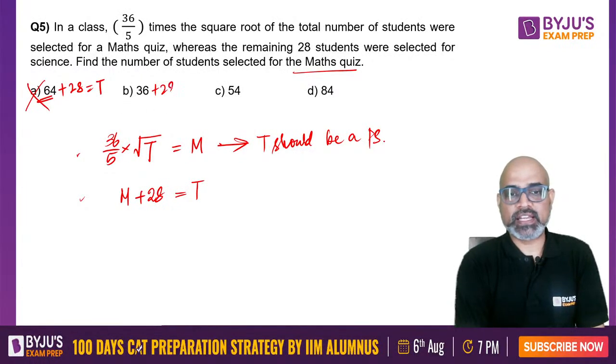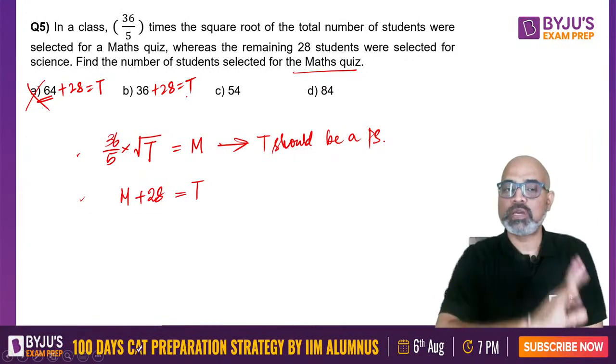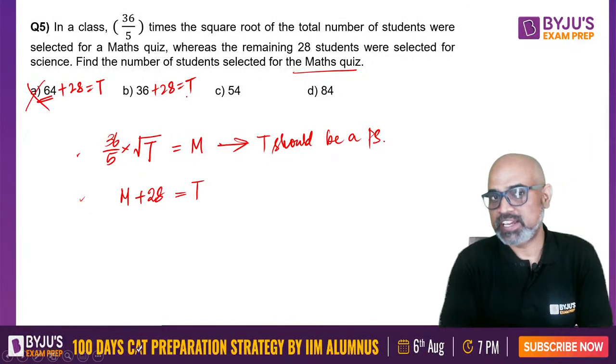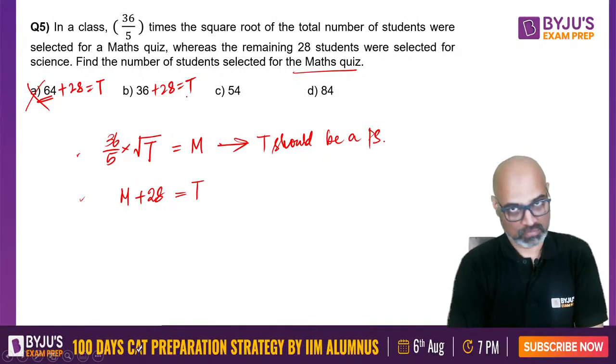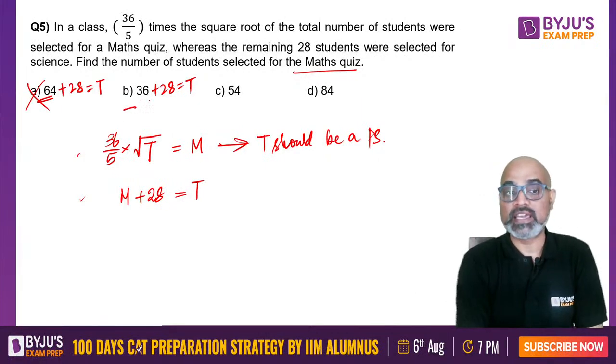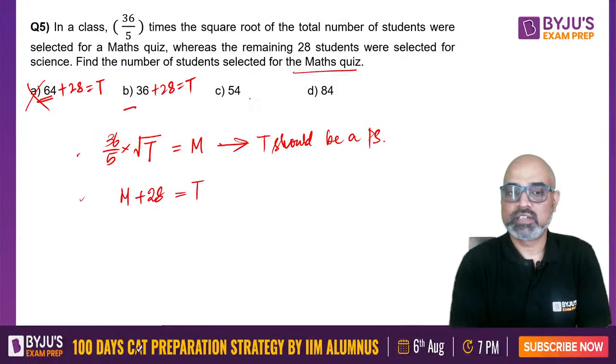36 plus 28 should be equal to t. So 36 plus 28 should be a perfect square. Is 36 plus 28 a perfect square? Well, 36 plus 28 is 64. It is a perfect square. So B can be our answer. Jab tak pura check nahi karenge, we can't confirm it.